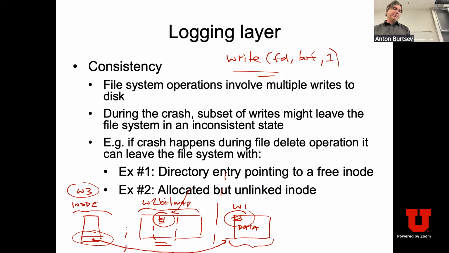What happens if you lose the power after write number 2? Here you say, look, you wrote the data, you marked the block as allocated in the bitmap area, but you didn't record the fact that this block belongs to an inode. What happens in this case? You just lost some amount of memory. Yeah, you lost this block because you marked it as allocated.